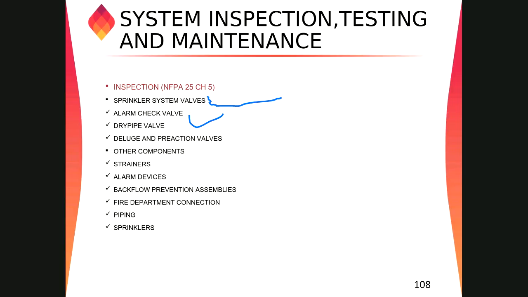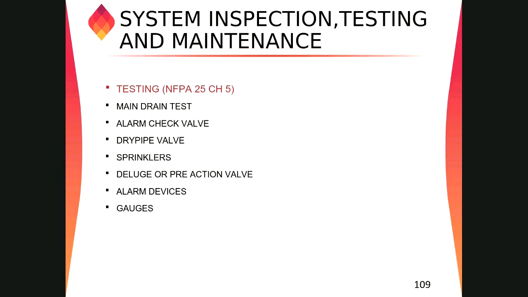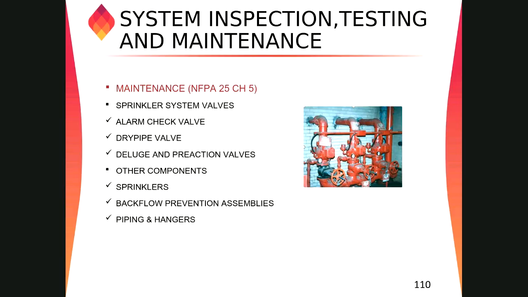For the dry pipe valve, we have to look at the air pressure and the water pressure and any deficiency, right? And look for the fire department connection, piping, and the sprinklers. And for the maintenance, we have to look at the single system valve, alarm check valve, dry pipe, reaction and all. I think we discussed this one.